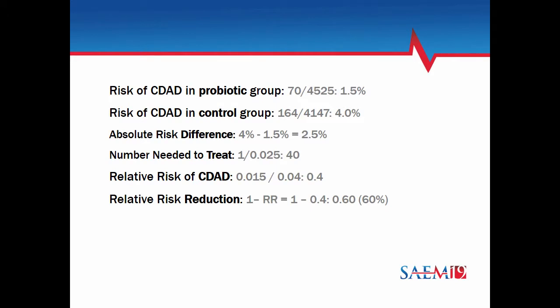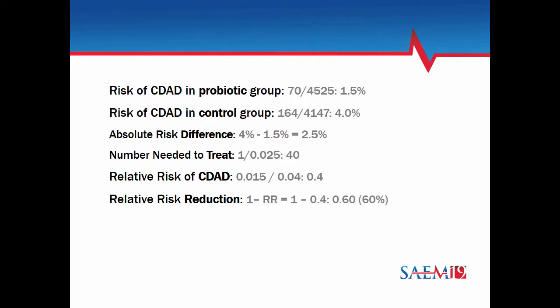However, when you do the numbers, the risk of CDAD in the probiotic group is only 1.5%. The risk of CDAD in the control group is only 4%. So the absolute risk difference is 2.5%, right? And that will give you a number needed to treat of 40. This is still not bad, right? One out of 40, you can prevent a C. diff diarrhea. That's not bad, but it's definitely not 60%. Your relative risk will be 1.5 divided by 4, which gives you 0.4, and the relative risk reduction is 60%. That's where the 60% comes from.